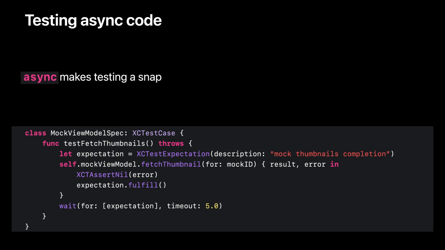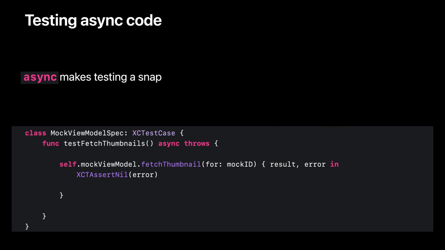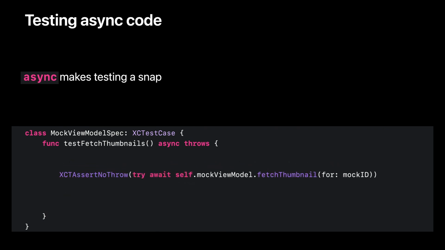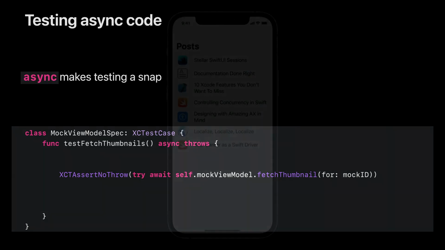We wanted testing async code to be just as easy as testing synchronous code, so XCTest supports async out of the box. What used to be a tedious process of setting up an expectation, calling the API under test, fulfilling the expectation, and then making sure to wait for an arbitrary amount of time becomes as easy as adding the async keyword to the test function, removing the XCTest expectations, its fulfillment, and the explicit wait, and instead awaiting the result of calling the new asynchronous fetch thumbnail function that Nate showed you earlier.